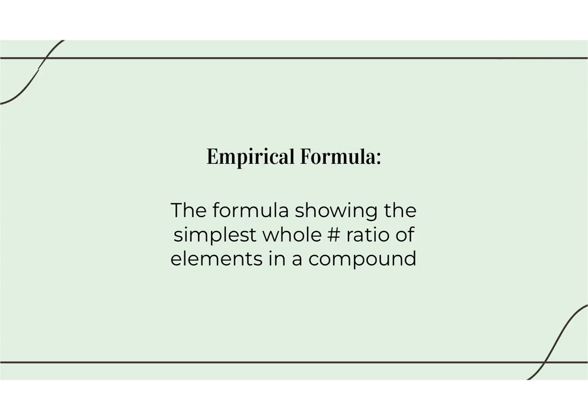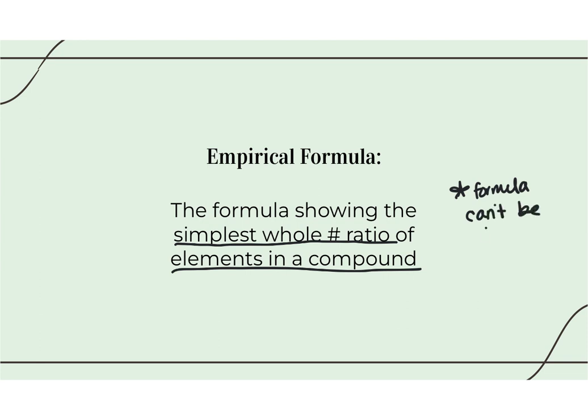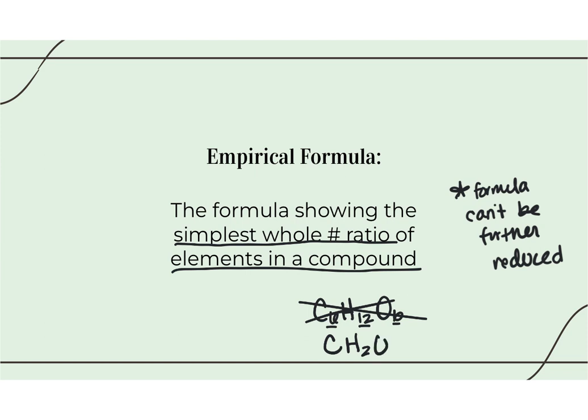So what is an empirical formula? An empirical formula is the formula that shows the simplest whole number ratio of elements in a compound. So what that means is the formula can't be further reduced, okay? So let's say I'm looking at something like C6H12O6. That could not be an empirical formula because I can reduce the 6 and the 12 and the 6 to CH2O. That would be the empirical formula, okay?